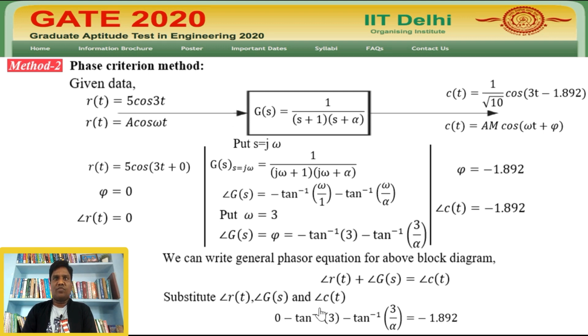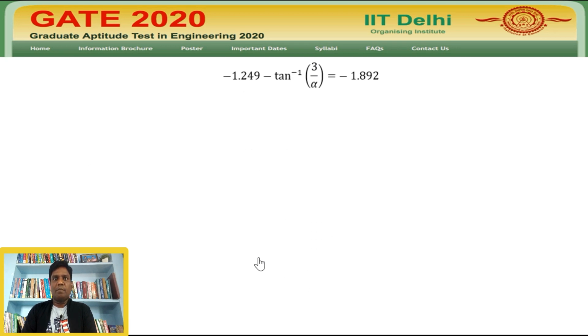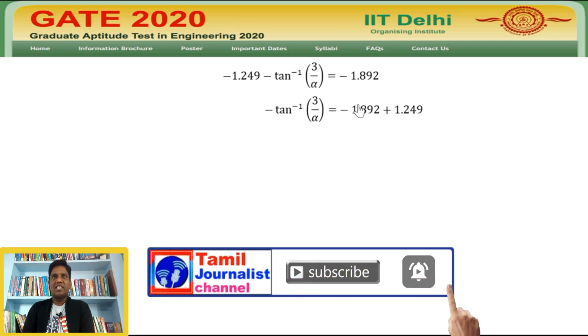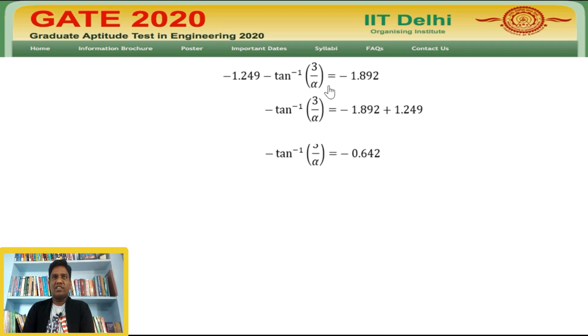Here tan inverse of 3 is 1.249 radians. Then the equation will be minus 1.249 minus tan inverse of 3 by alpha equal to minus 1.892. Next, shift minus 1.249 into the right hand side, then the equation is minus tan inverse of 3 by alpha equal to minus 1.892 plus 1.249. In the right hand side, the addition of these two terms will get minus 0.642. Then the equation will be minus tan inverse of 3 by alpha equal to minus 0.642.